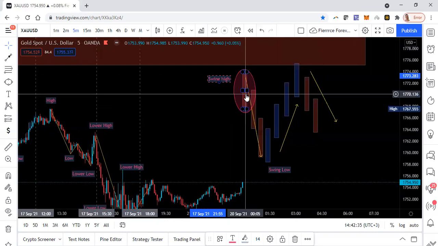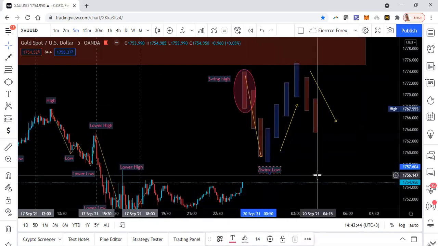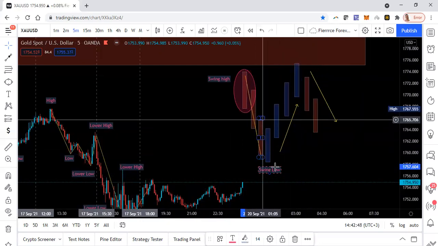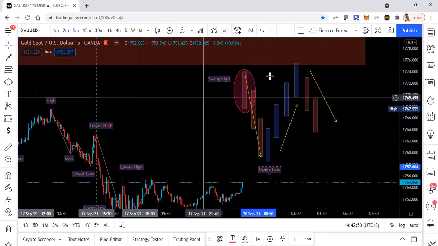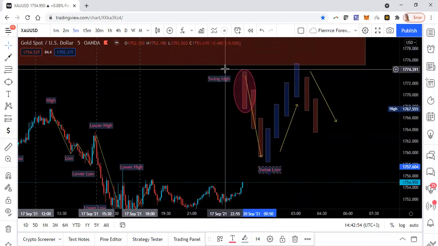in terms of at the end of a trend, a swing high forms at the end of an uptrend and at the beginning of a downtrend, and a swing low forms at the end of a downtrend and at the beginning of an uptrend. So this is your swing high candlestick. This is your swing low candlestick, and this is your swing high candlestick.